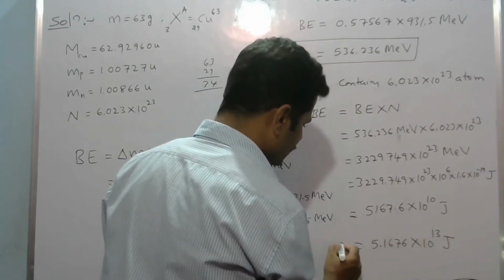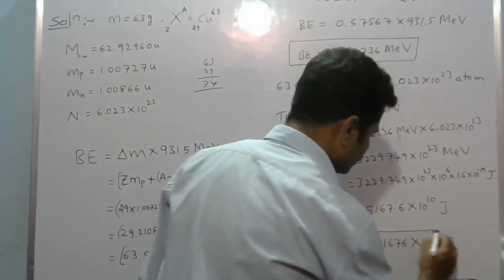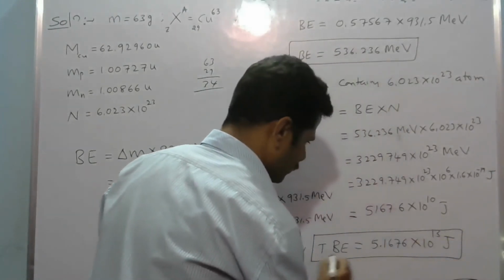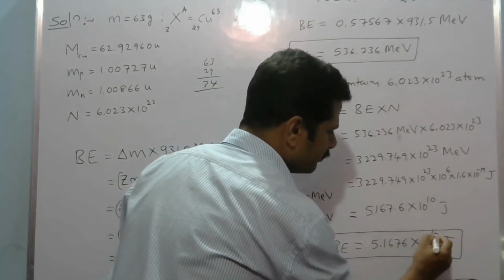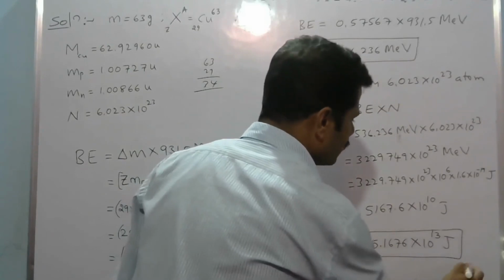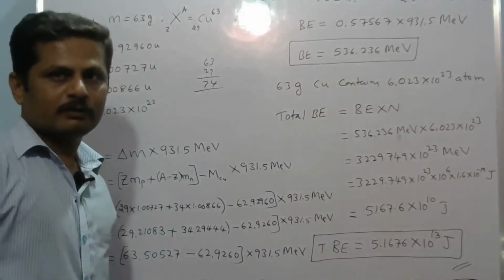This much total energy we need. This total binding energy is this much, that is 5.1676 into 10 to the power of 13 joules of energy is required to break all the neutrons and protons from each other.